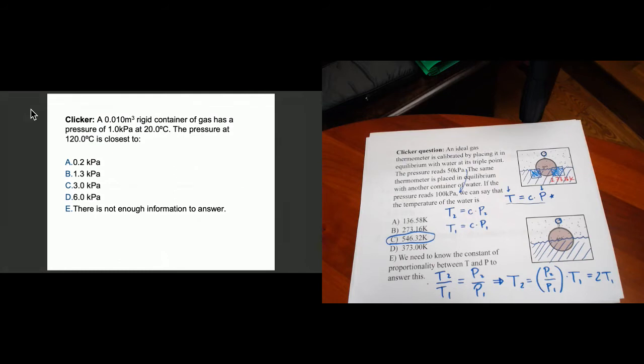Maybe pause the video again and see if you can get this question. Now this one, I'll warn you, has a little bit of a trick. In the class, only half of the people got this one right. So be careful and see if you can spot what the trick is and why it's more complicated than the previous question.